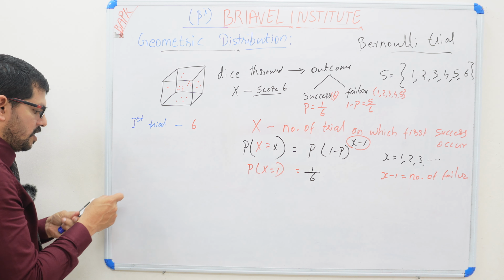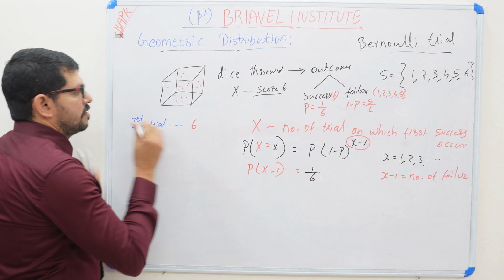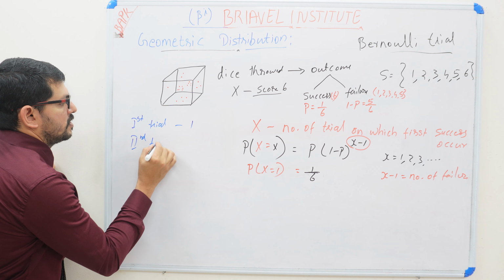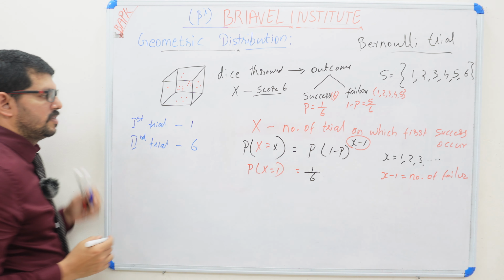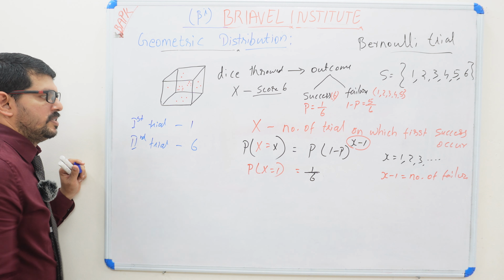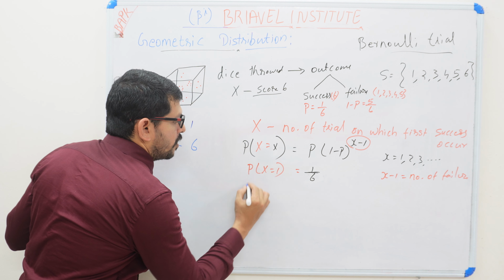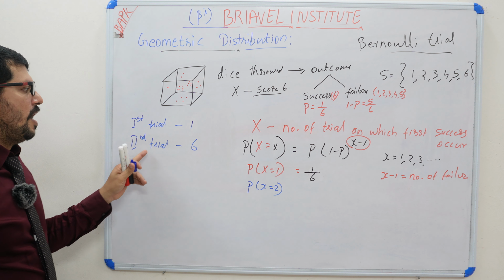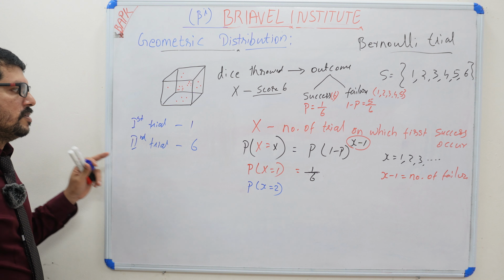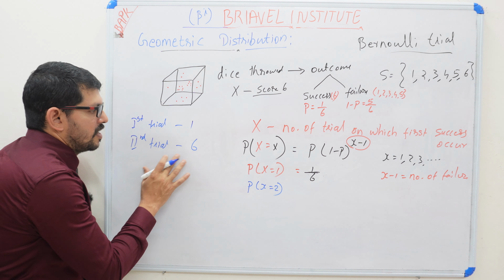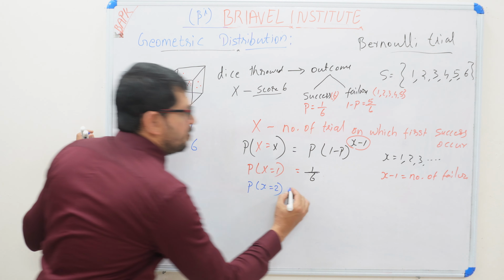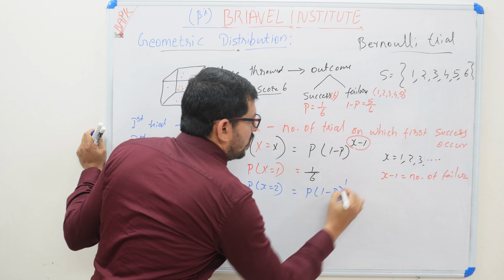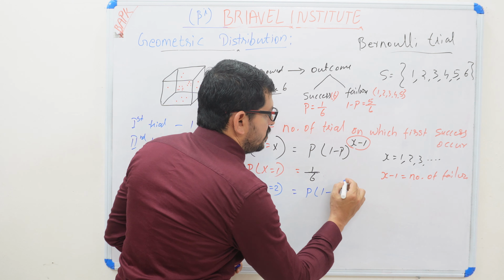Now you see, the first trial was a failure, not a success. The second trial was a success. Then what will be my figure? So I can write the probability of x is equal to 2, if the first trial was a failure and the second trial was a success. So in the second case, we are considering the other case. What will be my probability? Here I can give p into (1 minus p) raised to x minus 1. So 2 minus 1, it is 1.